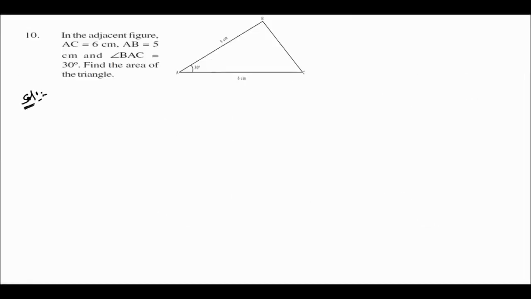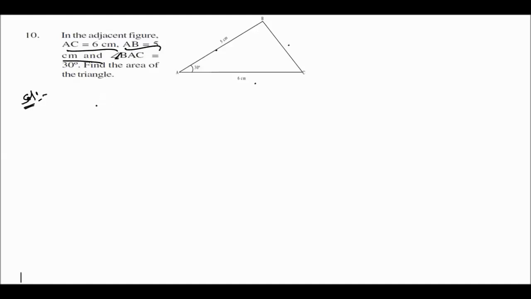Solution, 10th one. In the adjacent figure, AC is equal to 6 centimeters, AB is equal to 5 centimeters, and angle BAC is 30 degrees. Find the area of the triangle. Asking for the area of the triangle, so we need to find this one also. This is the base, BC.